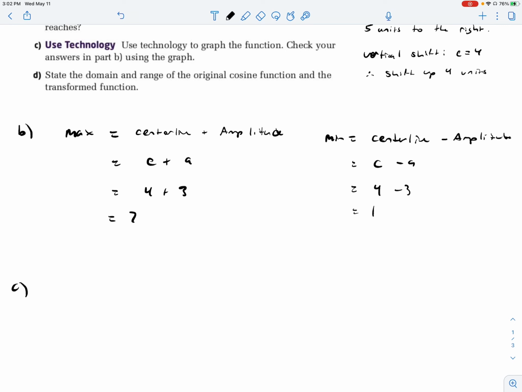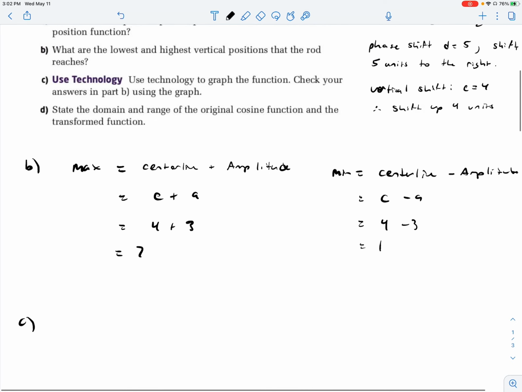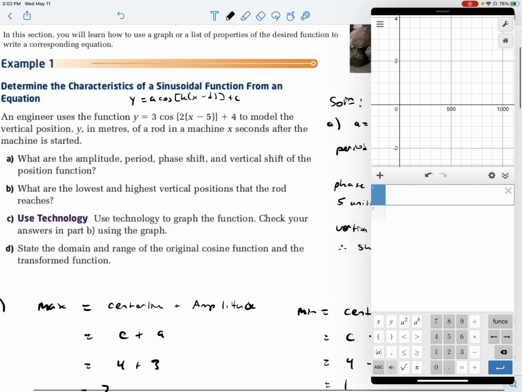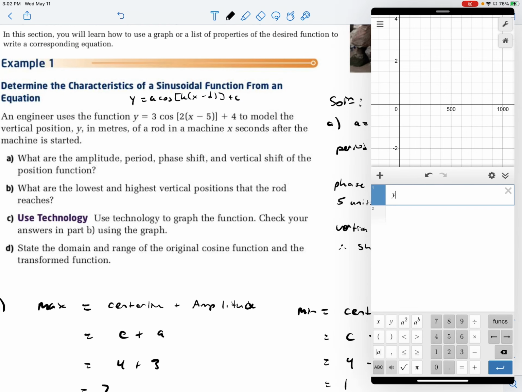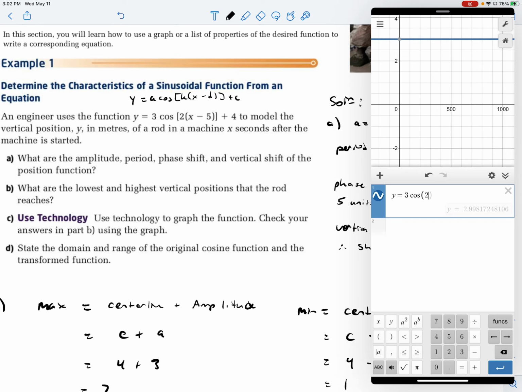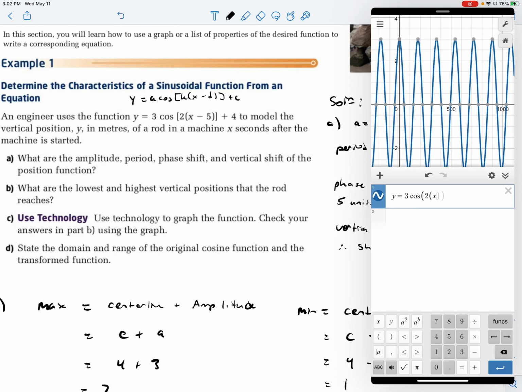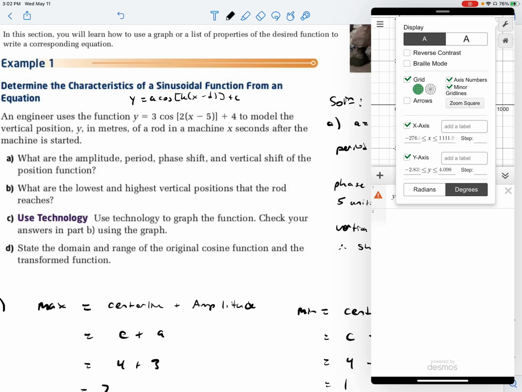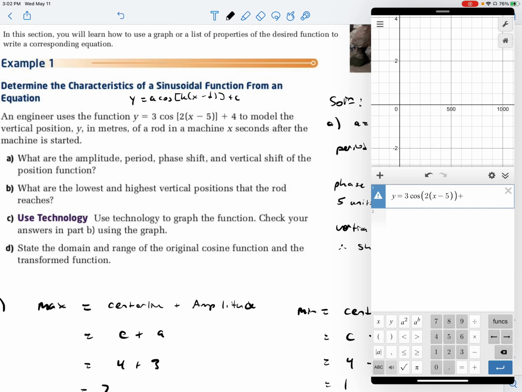Okay, part C, it says use technology to graph the function. Check your answers in part B using the graph. So our function is y equals 3 times cos, k is 2, we've got another bracket, x minus 5, close up the brackets, plus 4. Make sure we're in degrees, and we are. There we go.